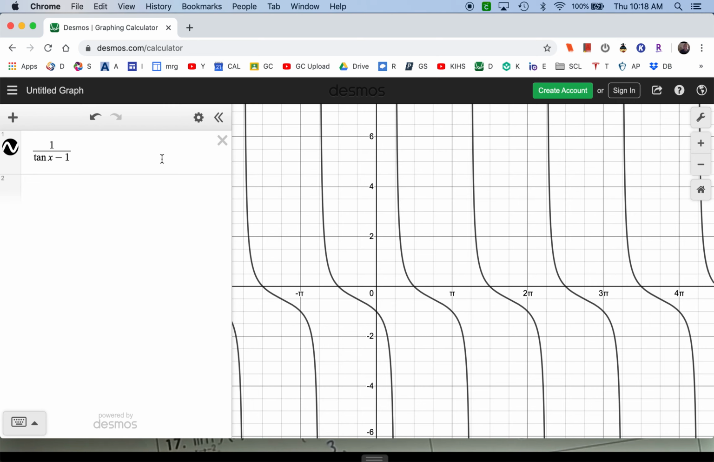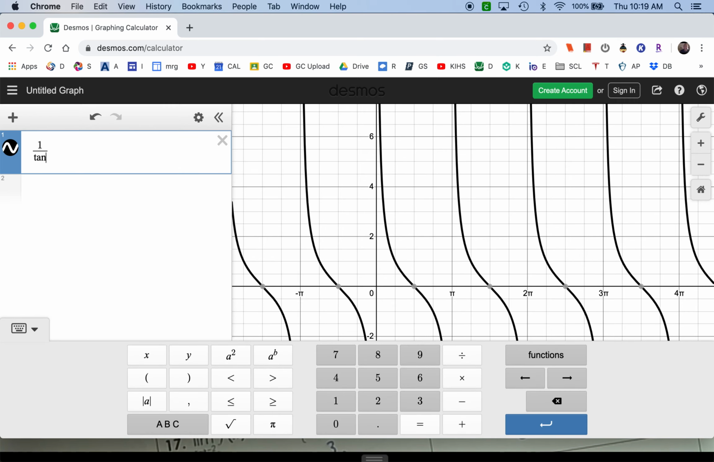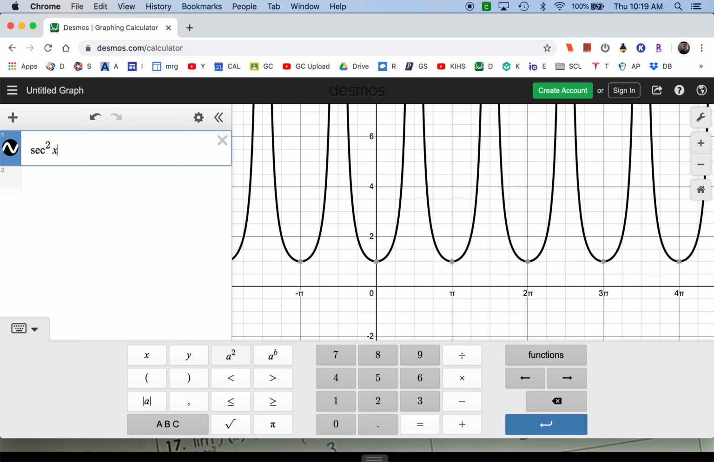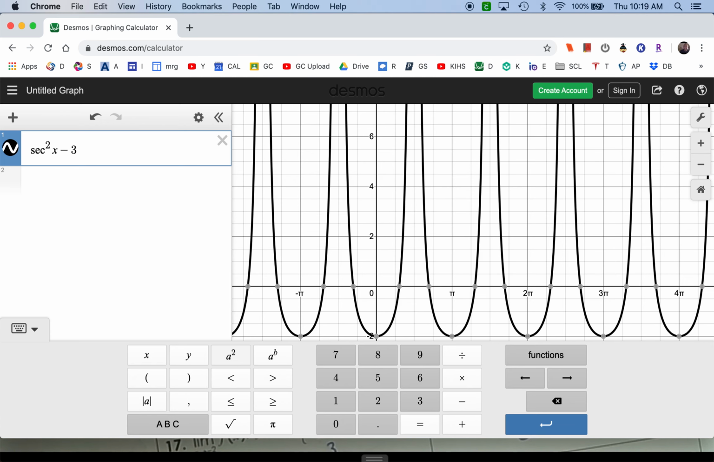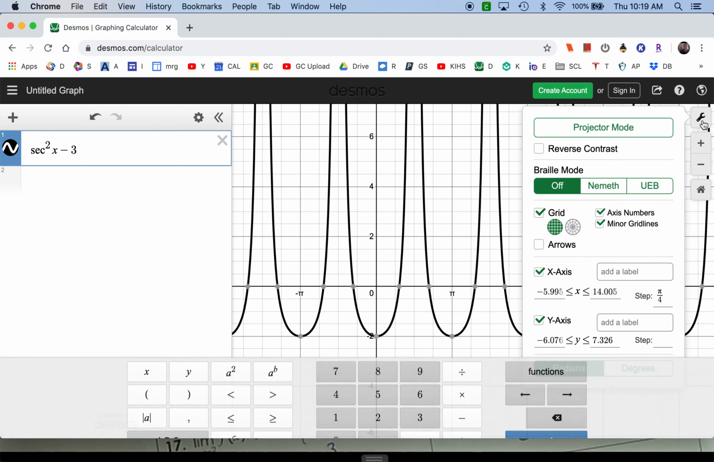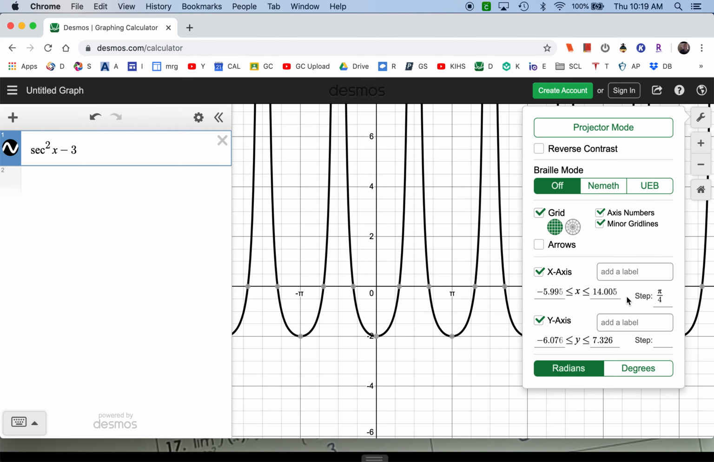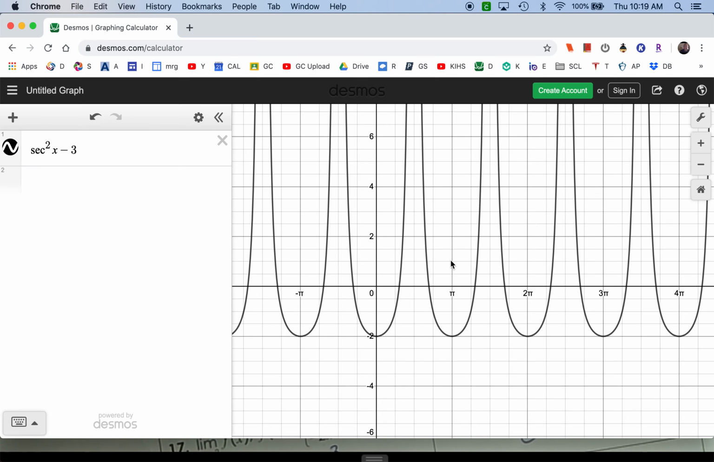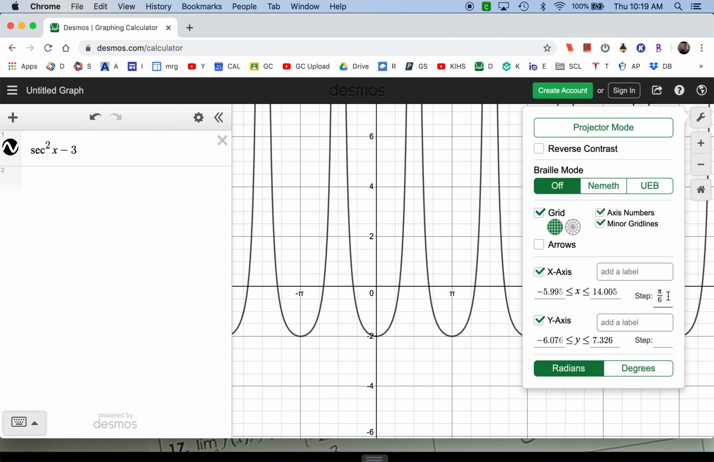23. The limit as x approaches pi over 6 of secant squared x subtract 3. Just like that. And what's happening at pi over 6? So let's change the scale. I'm going to change this to pi over 6. Didn't do it. Here, let's see if it'll do it.